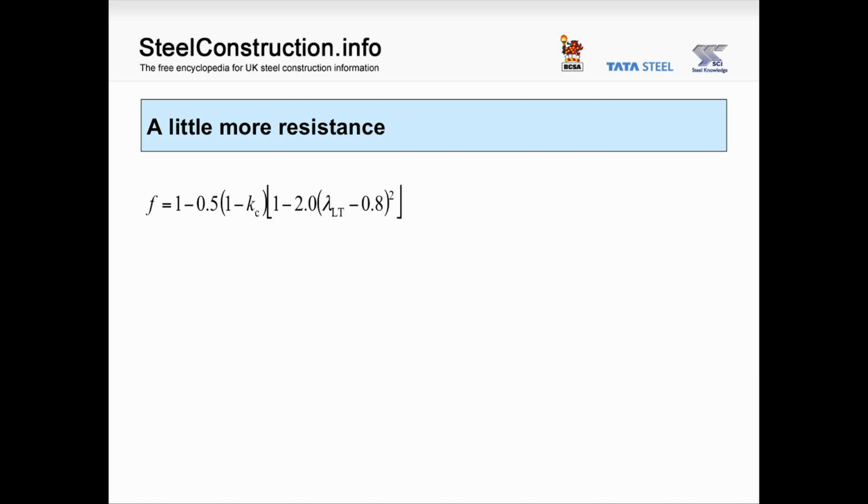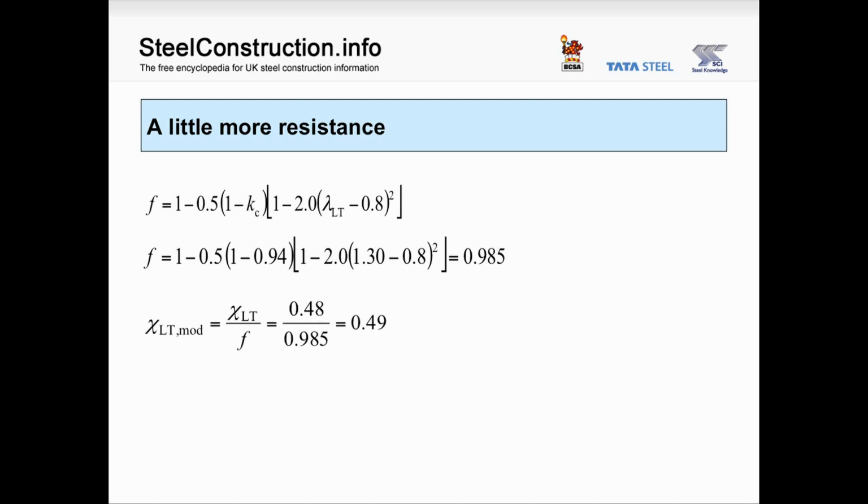We can then substitute everything we know for F, and we find that the value of F is 0.985, and we immediately realise that to divide something by 0.985 is hardly any benefit, because chi LT mod, instead of being 0.48 as chi LT, only increases very slightly to 0.49. So the lateral torsional buckling resistance is now chi LT mod multiplied by the modulus, and we're using the plastic modulus because we have a class 1 section, multiplied by yield divided by gamma M1, and the answer is 318 kilonewton meters.